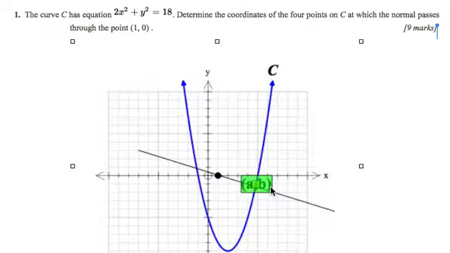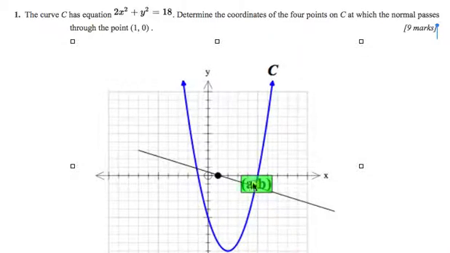Now, this one right here is pretty easy to see. If I were to draw one over on this side, you'd see another point over here where it intersects right there. And that would be another normal to the curve C that goes through (1, 0). But the thing is, I need to find all of the points where that occurs.